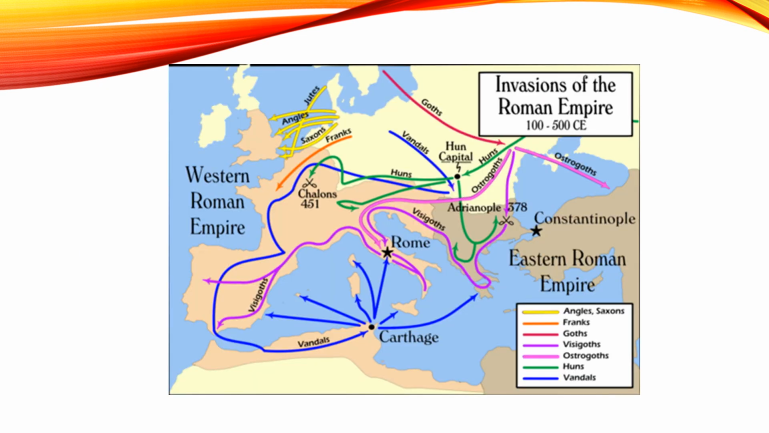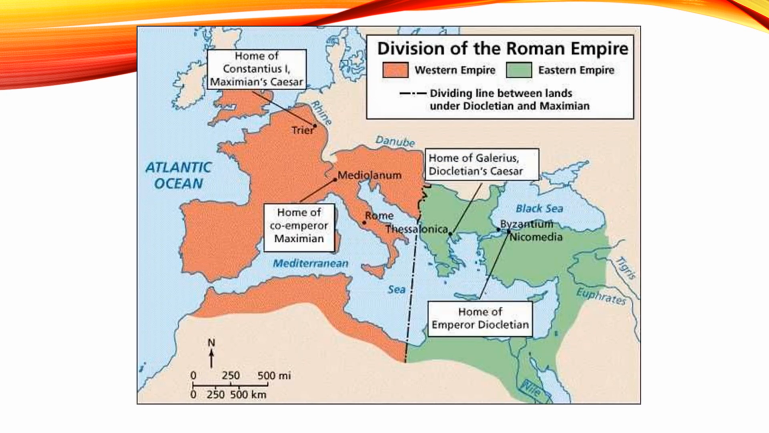Here's the invasions of the Roman Empire and the different tribes that are going to attack, and we'll look at this in more detail through another assignment. Ultimately, the Roman Empire is split between Western Rome and Eastern Rome under Diocletian, but it doesn't work, and Rome will ultimately fall. Again, we'll address this later in another assignment throughout the course.